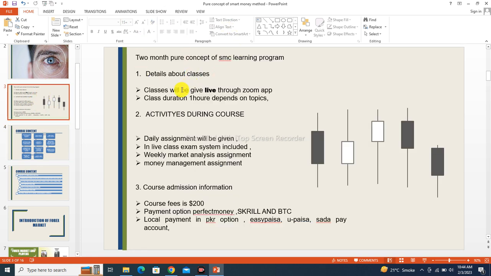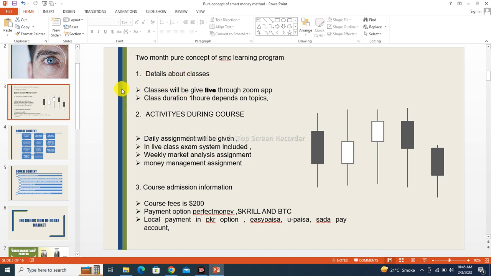This is the other detail of my course, and this is a 2 to 3 month course, and even I think it will be completed in 2 months. So it's a 2-month course duration, and I think that is a short time period.